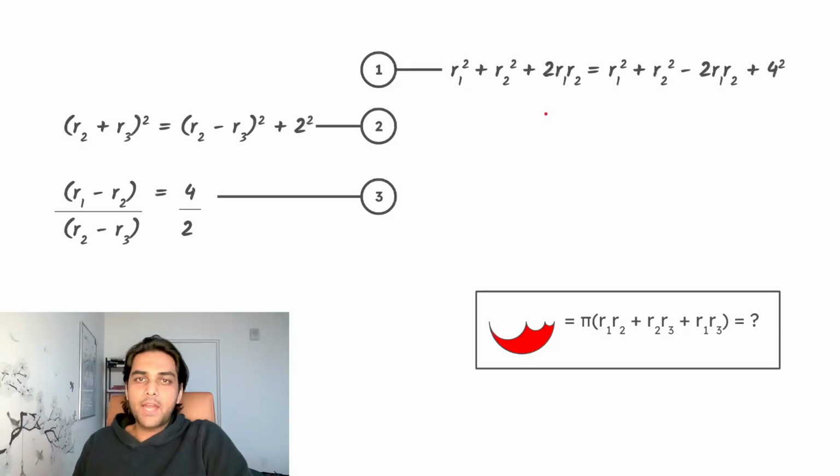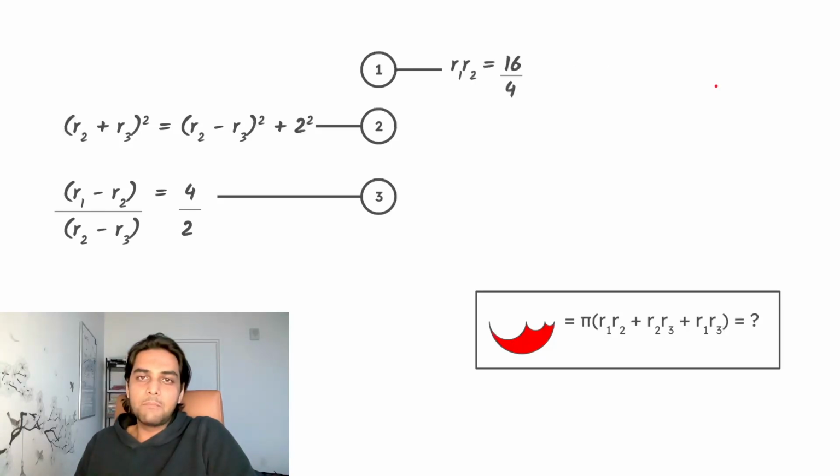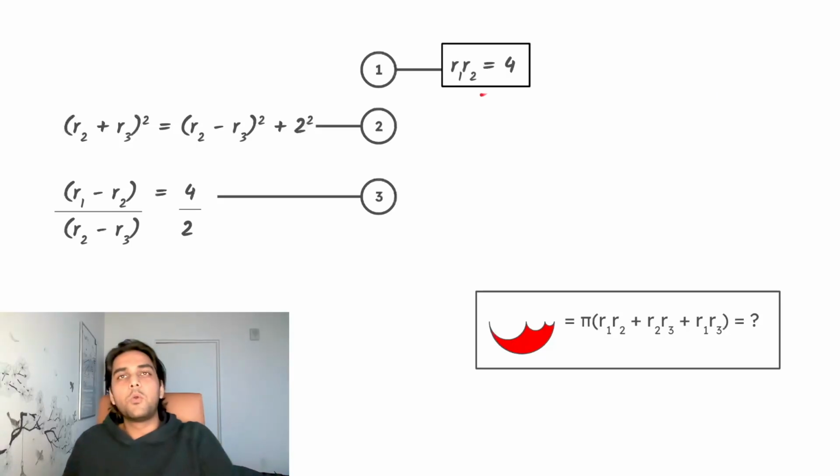Now we can subtract r1 squared and r2 squared from both sides to get 2 times r1 r2 equals minus 2 times r1 r2 plus 4 squared. Now I want to get rid of this r1 r2 term from here, so I will add 2 times r1 r2 on both sides to get 4 times r1 r2 equals 4 squared, which is 16, which gives us r1 r2 equals 16 by 4, which is 4. Notice that this already gives us the first term here.